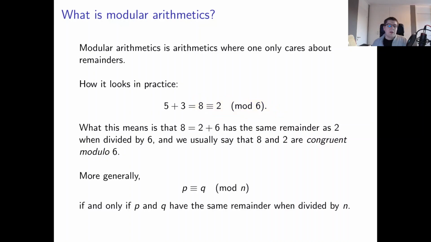And more generally, p and q are congruent modulo some number n if and only if p and q have the same remainder when divided by n. You may see some other characterization of this congruence relation in books, but I like this simplistic one the best.